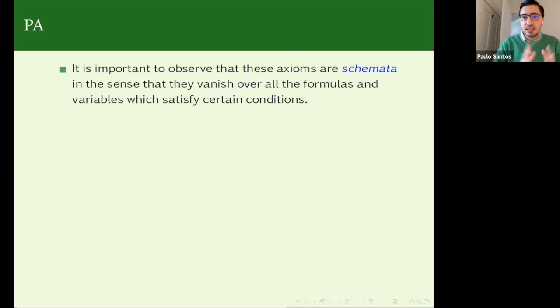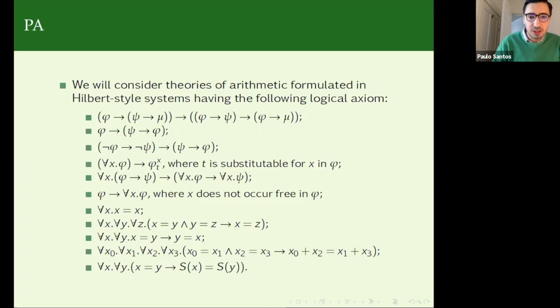As I mentioned, these axioms are schemata. They vary over all formulas, all variables, and moreover, let me just show you that some of the axioms have some syntactical conditions. For instance, these two. This t must be substitutable for x in phi. This is a decidable syntactical condition, and we are going to assume that all the conditions in the schemata are decidable.